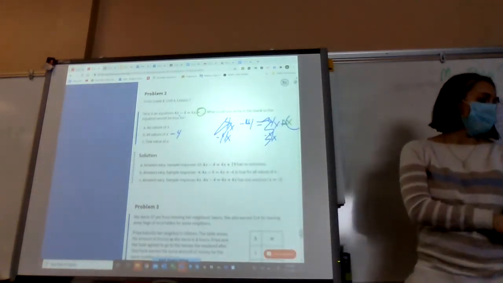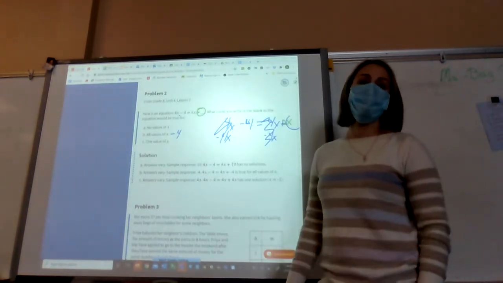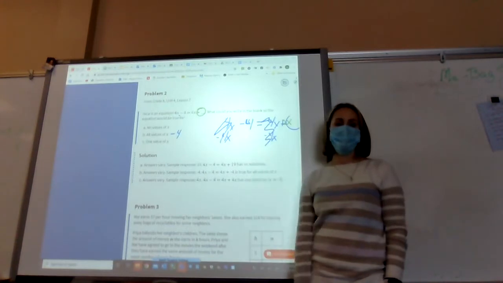What about negative 0? No, negative 0x will not work, because anything multiplied by 0 is 0.